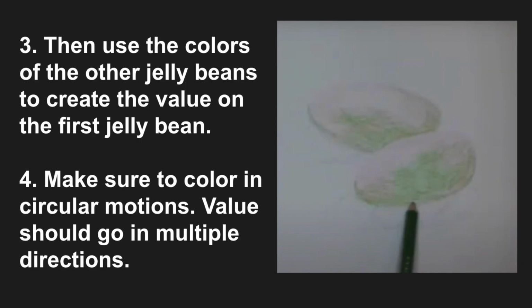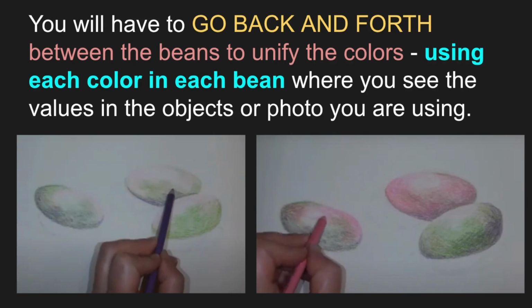So as you are going, you want to make sure that you're going in circular motions like before, and again, that meandering line. So if we're looking at these jelly beans, notice how the green that's been added is meandering. It's not in a straight line. It's very curvilinear in order to show the form of the jelly bean. You will have to go back and forth in order to unify the beans.